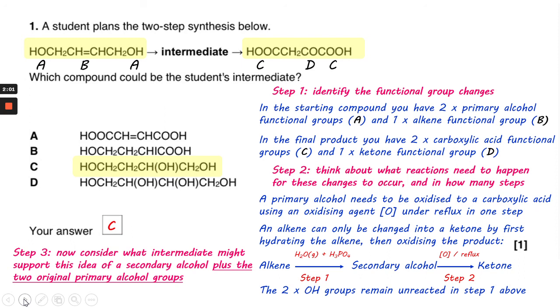Okay, so hopefully this has been a useful video to take you through how to recognize functional groups in structural formulae, and also to try and deduce how many steps are required to get from one functional group to another.